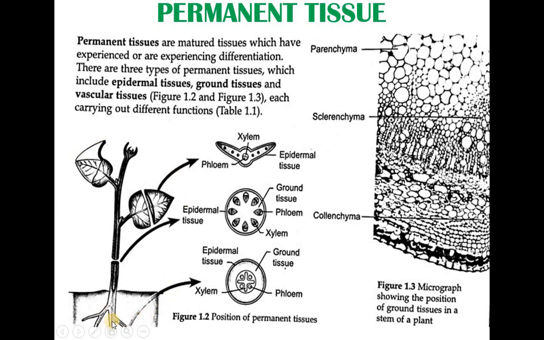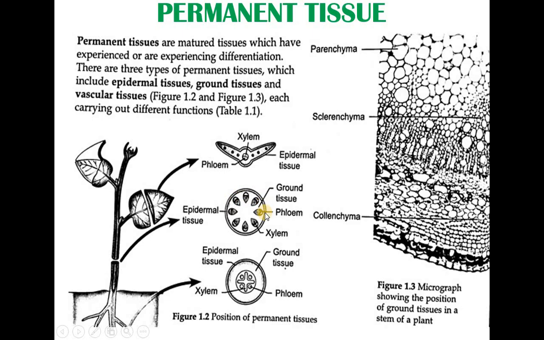This is the structure of the plant. We can divide it into 3 parts: leaf, stem, and root. What you have to understand in this diagram is the position of the permanent tissue in the different parts. We look at the leaf first. When we do a cross section of the leaf, what we can see here is epidermal tissue covering the outer layer, and this is the vascular tissue, and in between is the ground tissue.